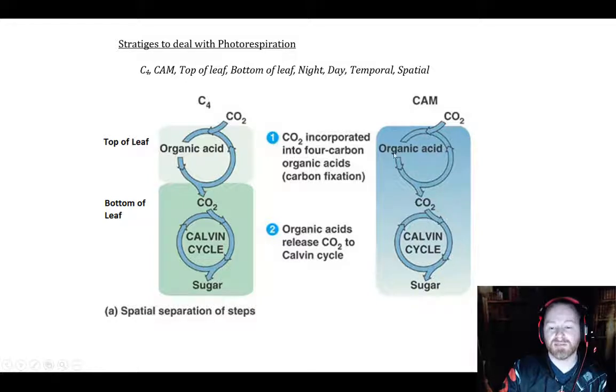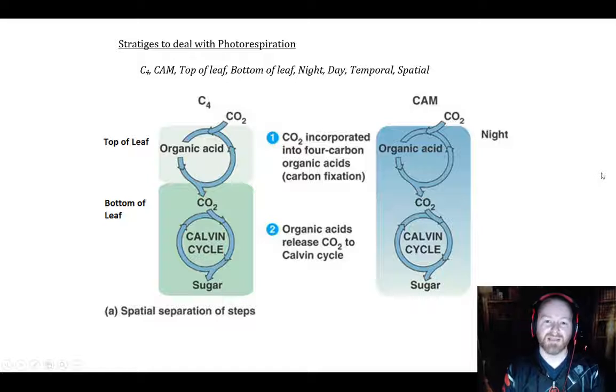It's also a C4, by the way. It's a C4 organic acid. But over here they're separated spatially between the temporary storage and the Calvin cycle, but these are not separated spatially. So how are they separated then?